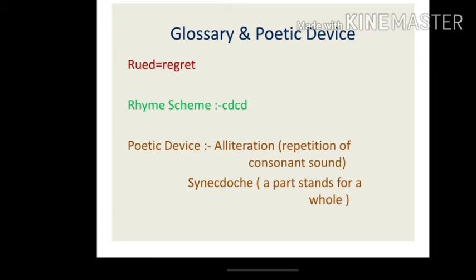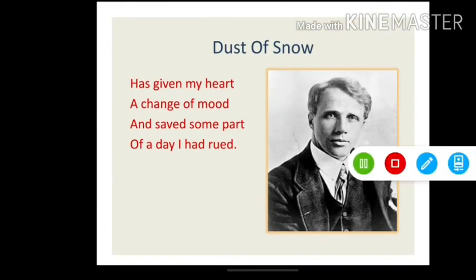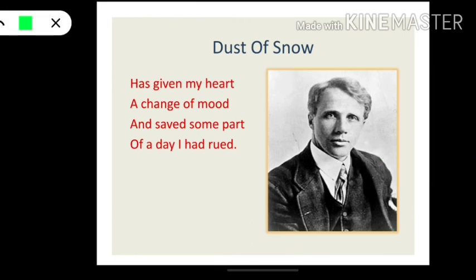Rued means regret. The rhyming scheme is CD, CD. Same way, CD, CD, how to find that, I'll tell you now. Here, the last words you see: heart, then mood, part and rued. So heart and part are rhyming, but these words are not rhyming with the words of the first stanza. That's why after A, B, A, B, we give here C. Okay, and heart and part are rhyming, so this also C. Then mood and rued, so after C we'll write here D, and this is also D. So C, D, C, D is the rhyming pattern of this stanza.